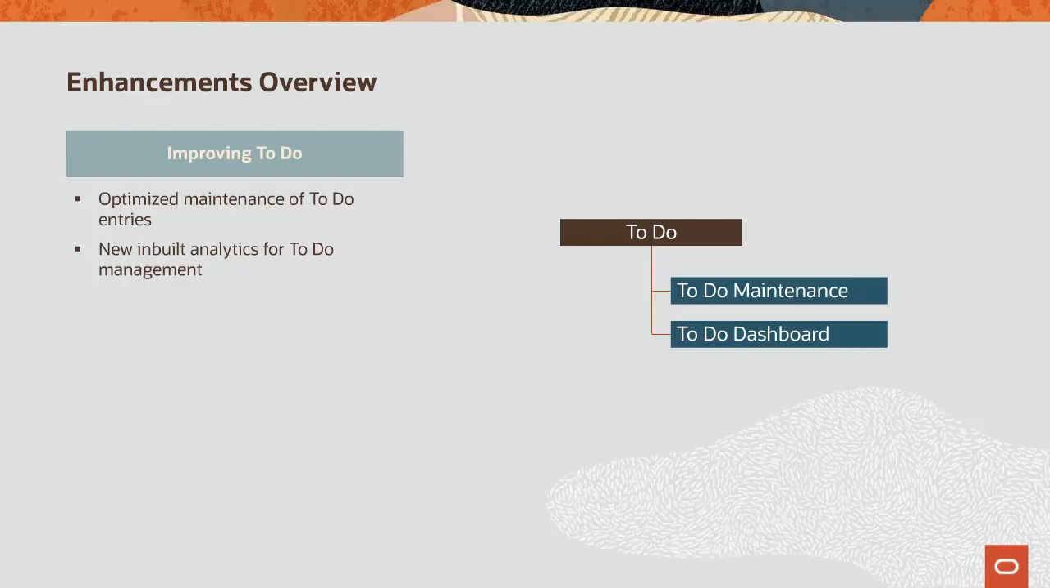In this release, we have implemented two features to improve the effectiveness and efficiency of managing these to-do records. Firstly, we have introduced a new and improved to-do entry maintenance capability to improve the way users interact with individual to-do entries. Lastly, we have introduced a new dashboard to allow individual users to focus on outstanding work using analytics.